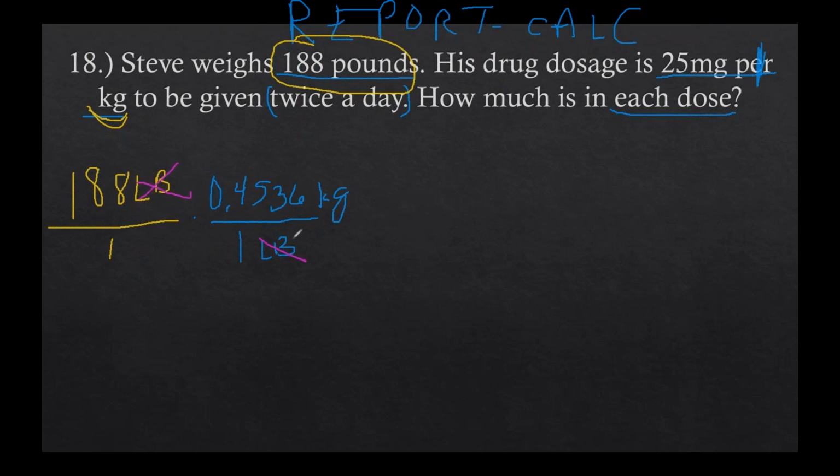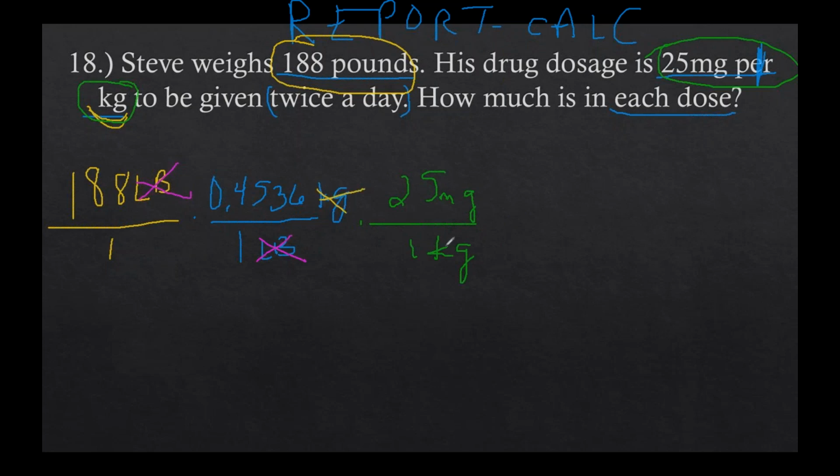That makes my pounds go away, and I'm in kilograms. Now that I know how much he weighs in kilograms, or I have the formula to find out how much he weighs in kilograms, now I can use this identity ratio, essentially. I know that he gets 25 milligrams per, 1 kilogram of weight. So for every kilogram of weight, he gets 25 milligrams of drugs.